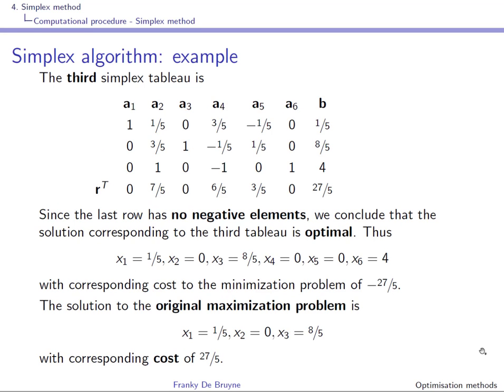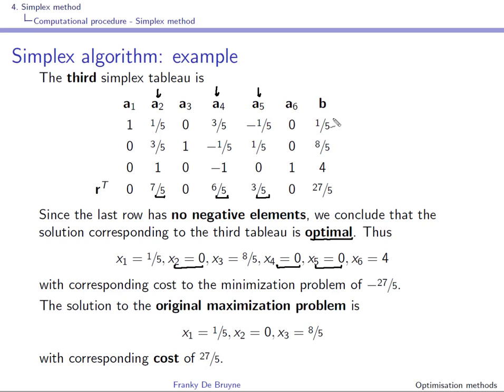Indeed, in this last row of the third simplex tableau, where we have the reduced costs, we see that our elements are positive. We have to look at the non-basic variables, and as you can see, they are all positive. So this means that the solution is optimal. So it's easy to find the optimal solution. You set all the non-basic variables to 0, and then you can read the solution from the tableau.